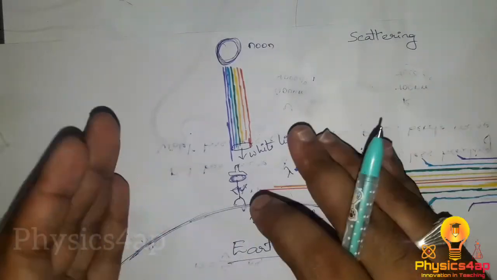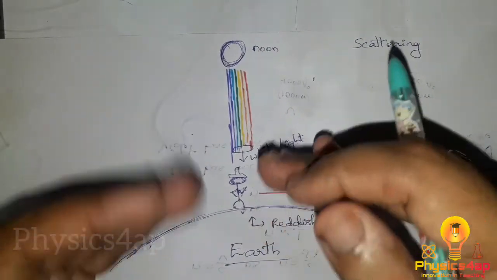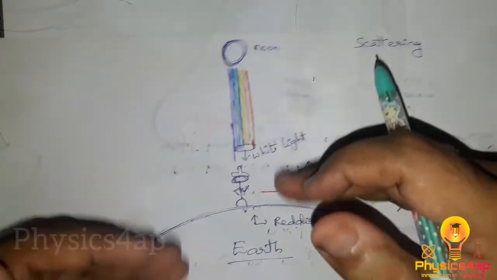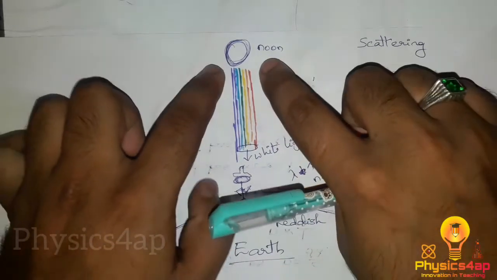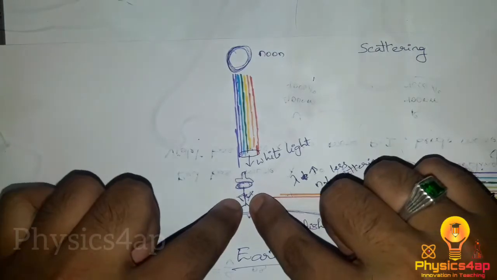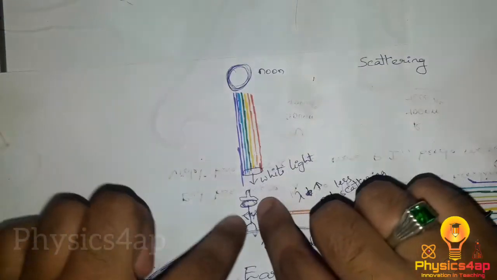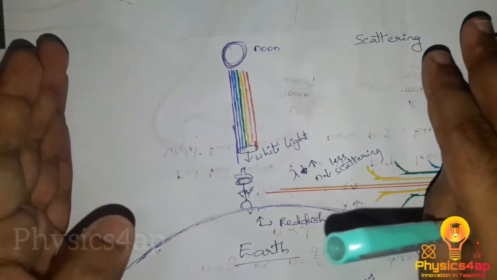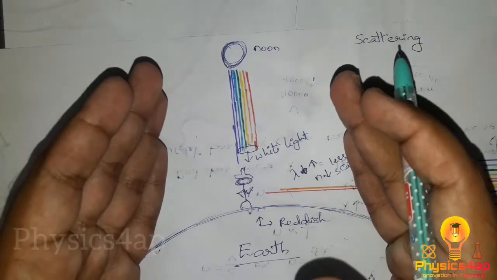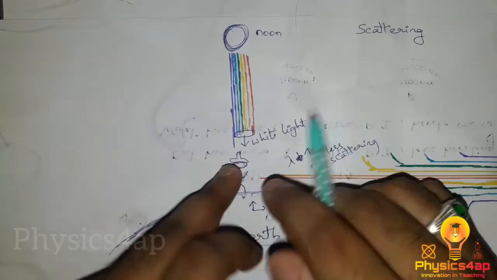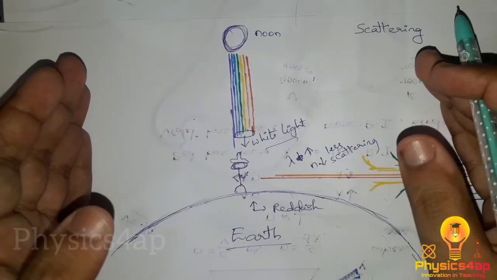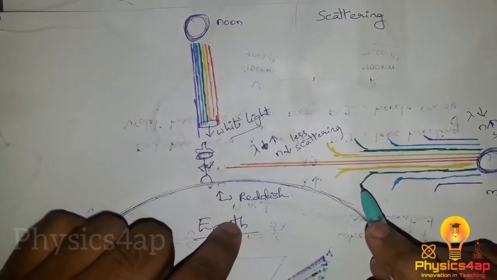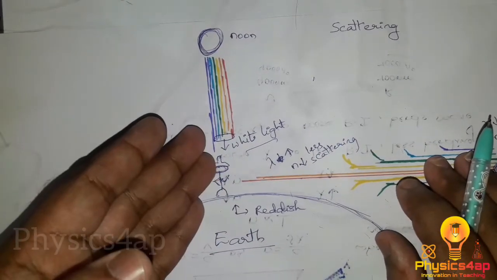But at noon, as there is less distance between the sun and the earth's surface, all the colors come near to us. When all colors come near to us, they combine to form white light. As there is no scattering of light, all the colors reach us and it appears white. So this is the reason we have reddish orange at sunrise or sunset, and white light at noon.